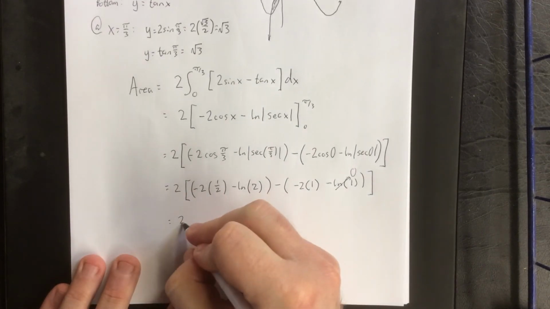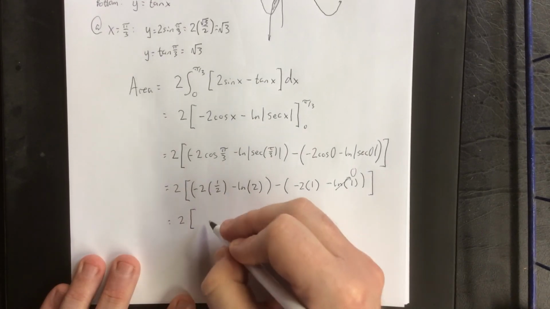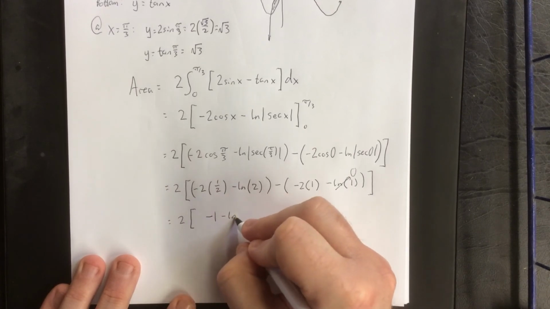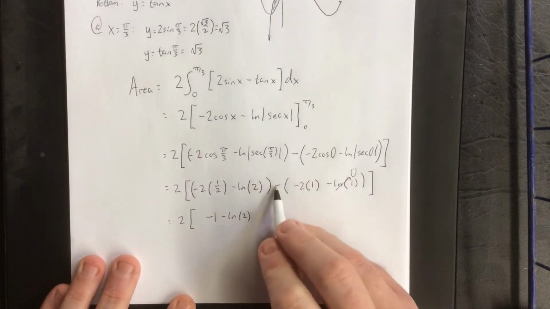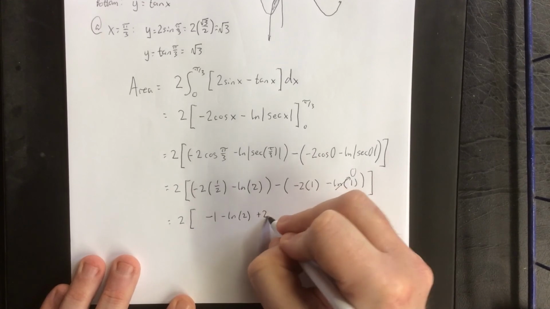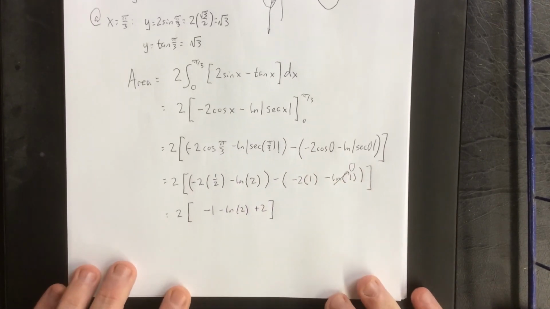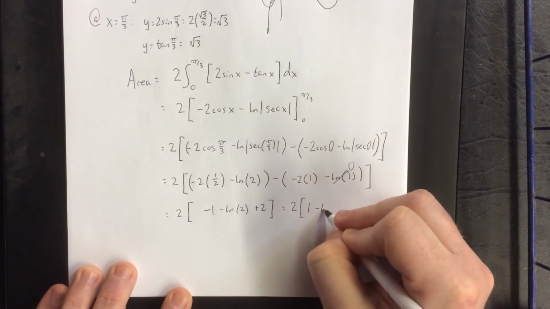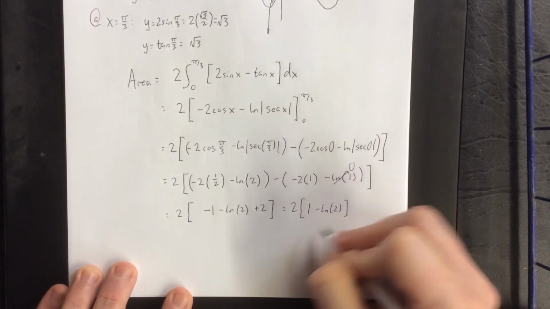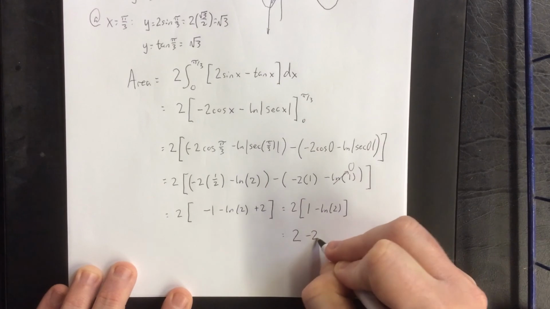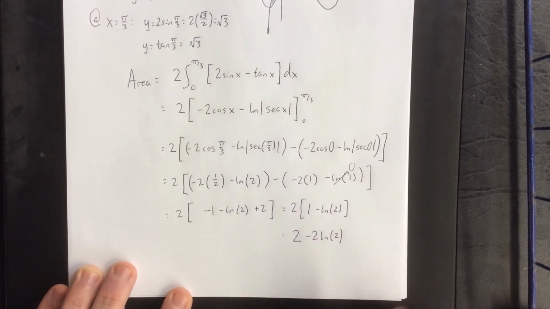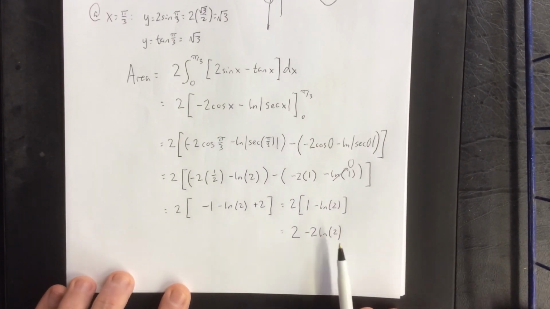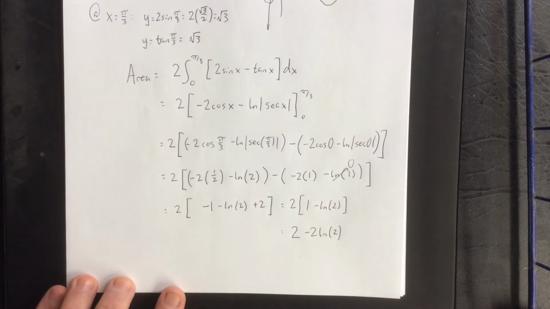Outside of this, we will have 2 times. This will be negative 1 minus the natural log of 2 minus negative 2. Combining like terms will give us 2 times the quantity, 1 minus the natural log of 2, or 2 minus 2 natural log of 2. It's no longer necessary to write the absolute value because 2 is already a positive number.